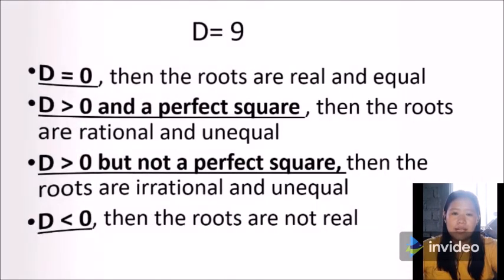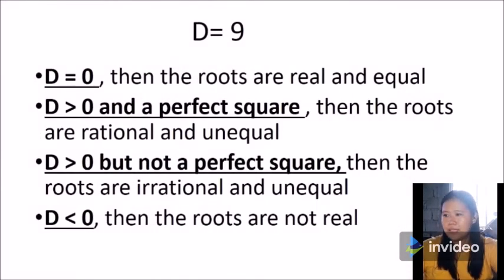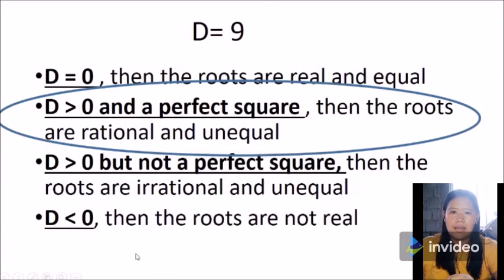9 is greater than 0. The discriminant is greater than 0. The question is, is that a perfect square or not? Yes, it is a perfect square. So, therefore, the roots are rational and unequal. Okay?